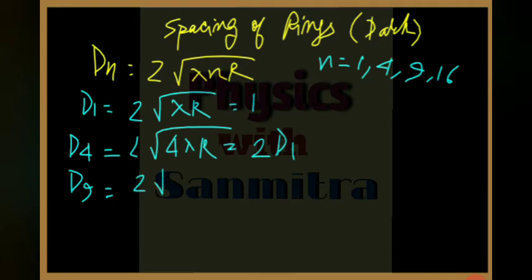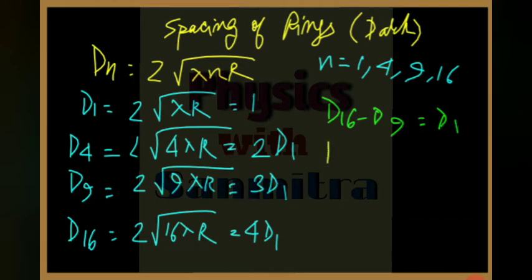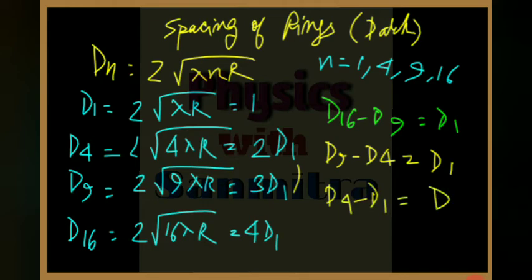d9 will be 2 into root lambda r, so 9 will come out to be 3, that is 3d1, and similarly d16 will be root over 16 lambda r, 16 will come out to become 4, so 4d1. So d1, d2, d3, d4, all these are forming an AP. So I can say that d16 minus d9, that is d1, d9 minus d4, that is again d1, that is 3d1 minus 2d1, d4 minus d1, that is again d1.